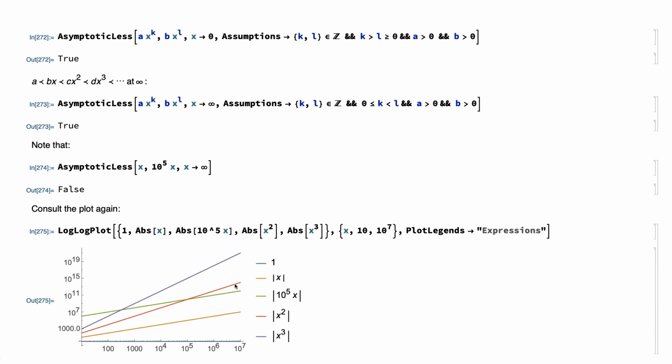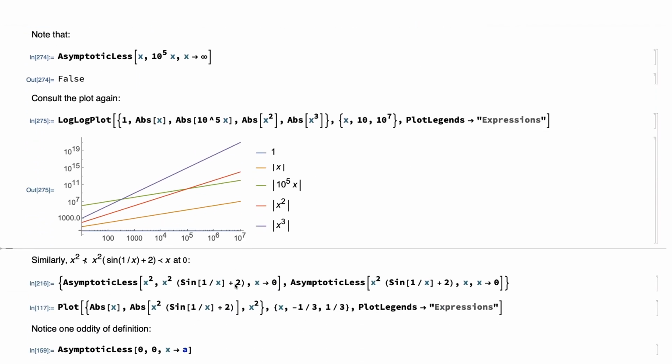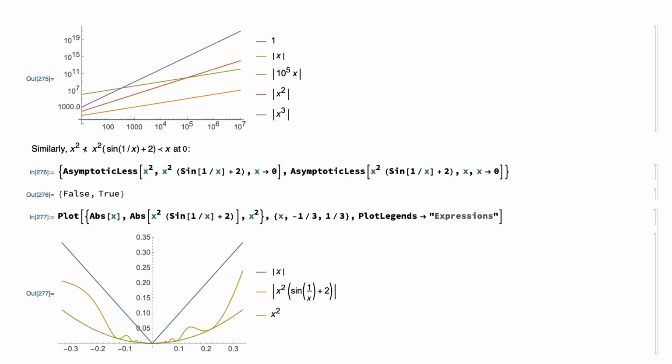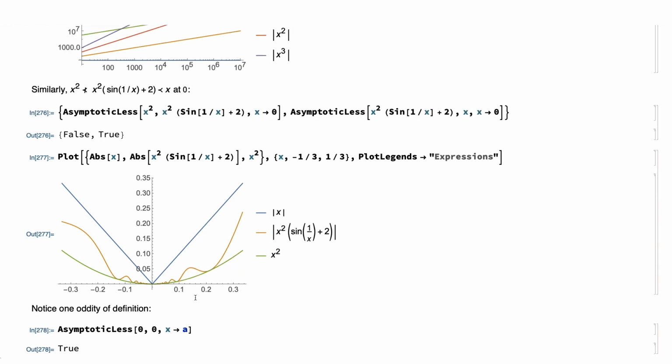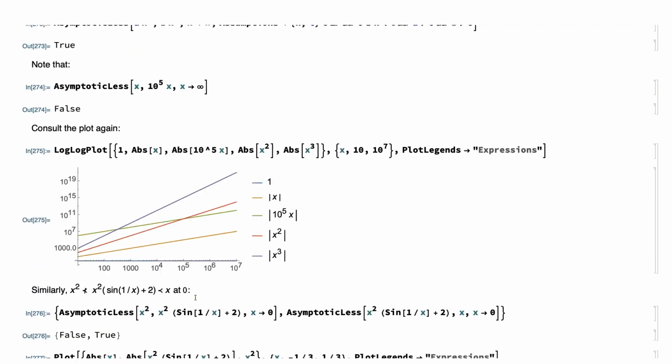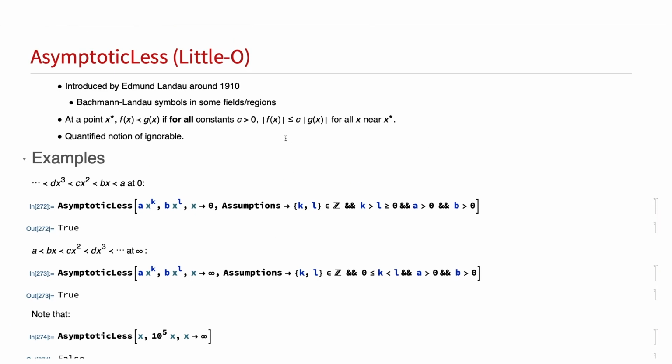Well, these first couple of examples look very similar. Polynomials are ordered. Now, notice that x is not asymptotically less than 10 to the 5th x as x goes to infinity, even though it's 100,000 times smaller at every single point on the positive reals. It's not asymptotically less because there's a constant offset in the log-log plot, or a constant ratio, which means you can't make the c arbitrarily small. It's bounded away from 0.